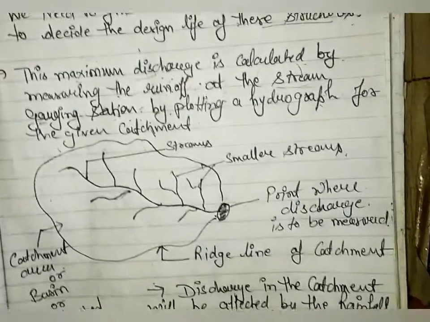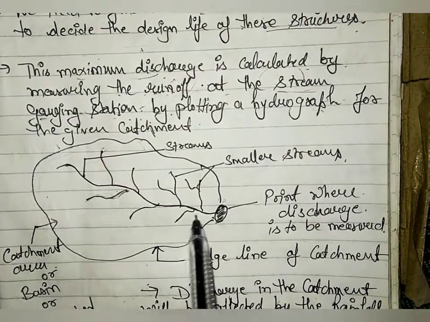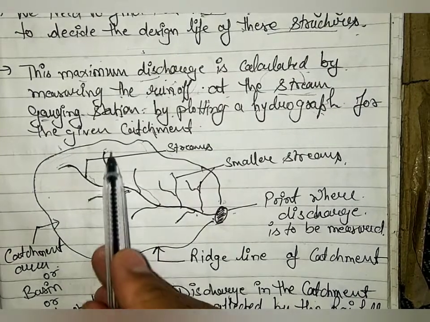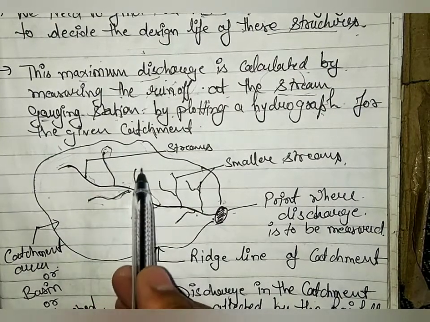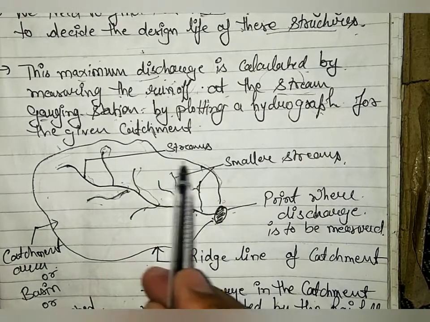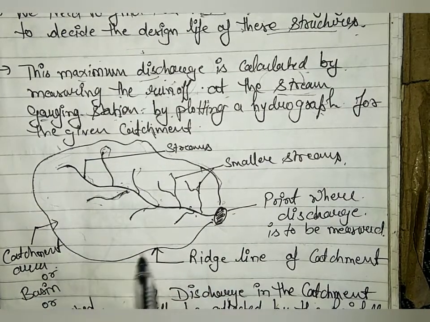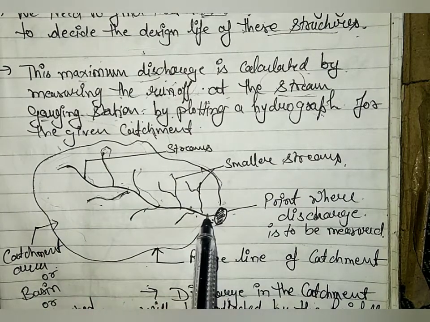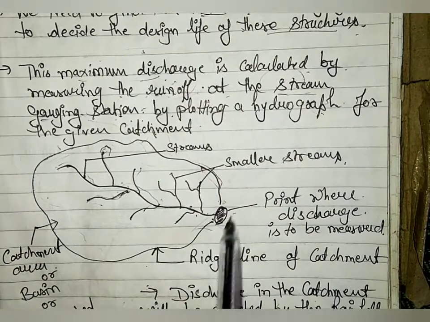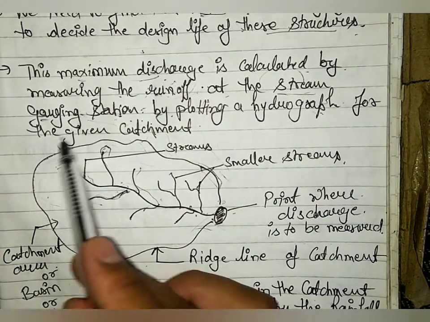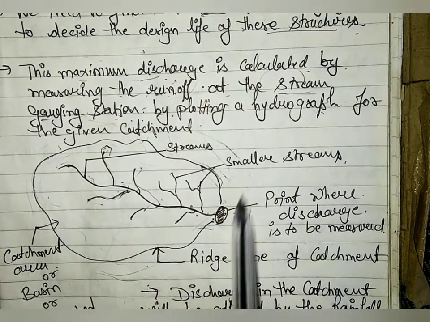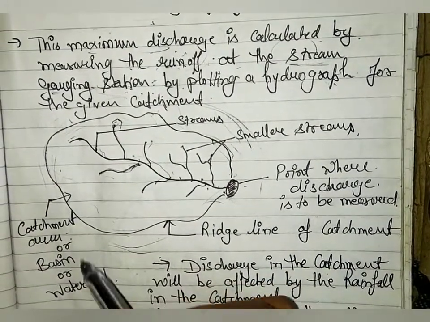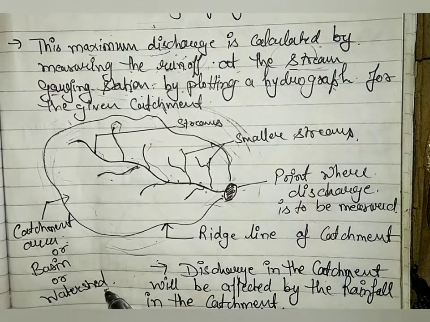Let us take a stream which is flowing like this, and these are the tributaries of this stream. This stream area and its tributaries are enclosed by a boundary. This makes an area which is called a catchment area, or we can term it a basin or a watershed.